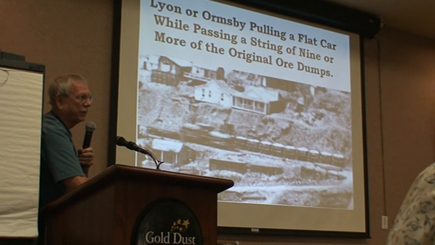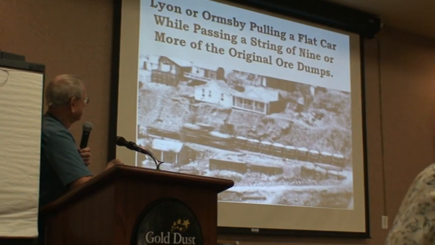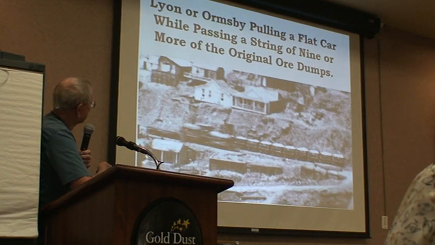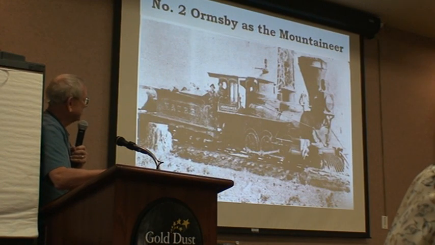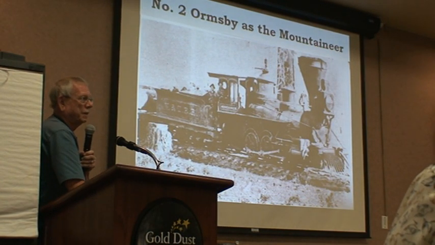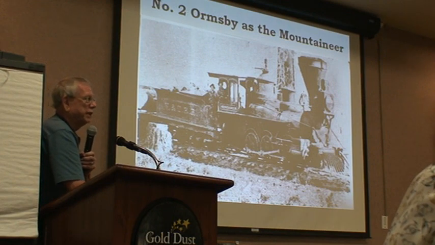That's the second photograph we have of the first 25 ore cars. Notice here you have a locomotive hauling a very sharp flat car. Look at that tender, the flare on that tender. Look at the flare on the Armsby's tender. I think that's the only photograph we have of either the Lion or the Armsby running on the V&T.